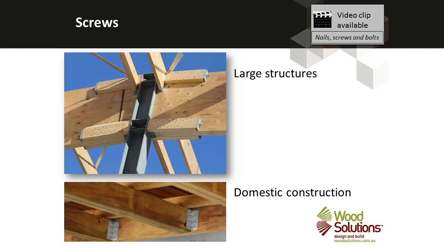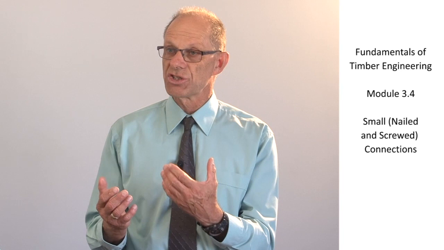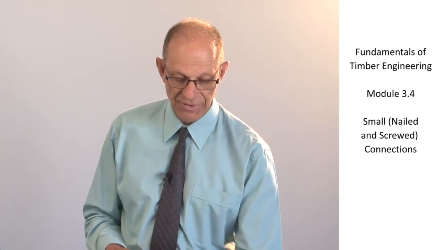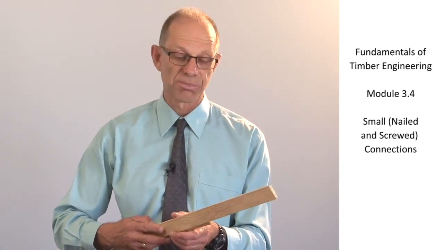Likewise with screws. They can be used on large structures where a large number of screws are going to be used, or on small structures where again smaller numbers of screws are going to be used. So small connections, nails. Nails are frequently gun driven. They can be very quickly and cheaply economically installed. Screws can be driven by machines as well, and that lessens the cost of their installation, but their installation costs are still a little bit more than nail costs. In terms of geometry, we can use screws and nails to fasten wood to wood, or we can use screws and nails to fasten steel plates to pieces of timber.